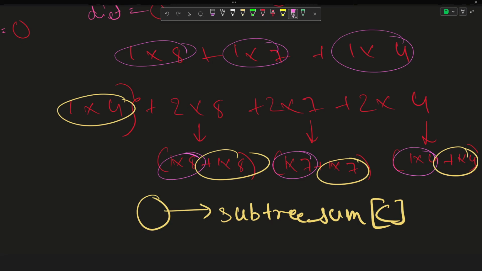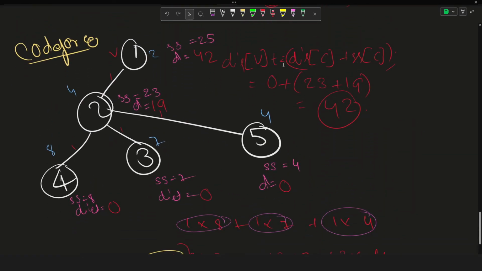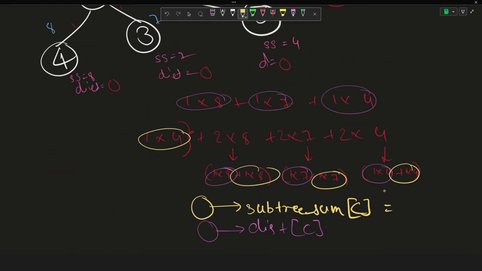And what do the pink values represent? It represents nothing but the distance of the child. So that's why this formula will again work here. That is, the distance of V would be the summation of the child for both the distance and the subtree sum. So this is equal to 23, and this is equal to 19.